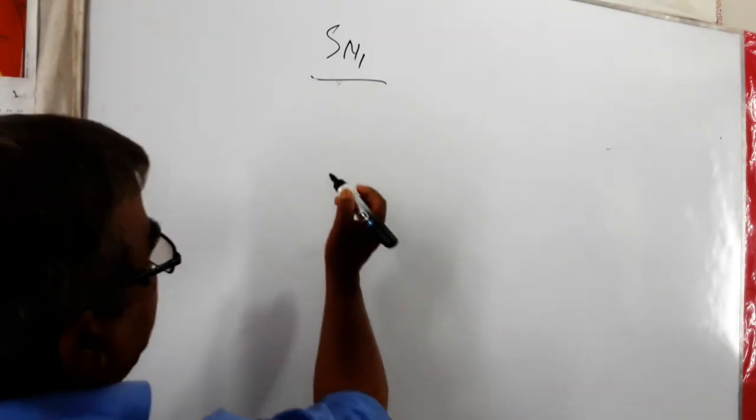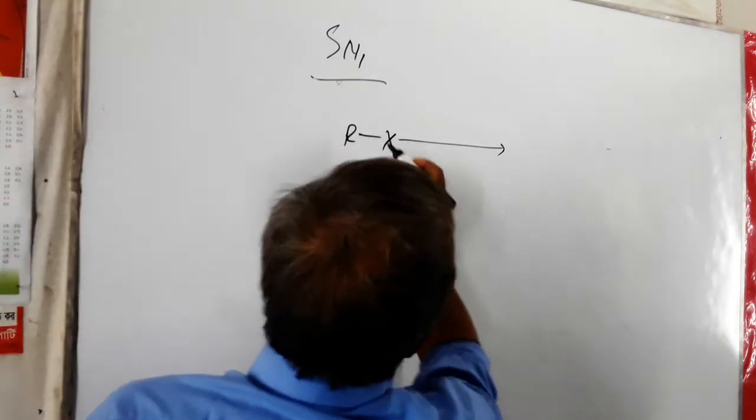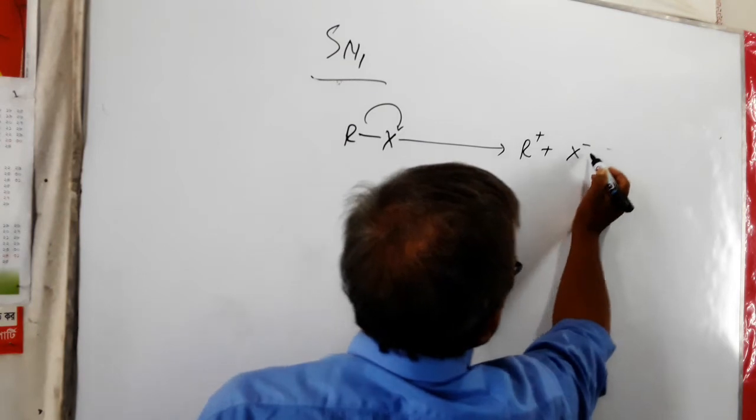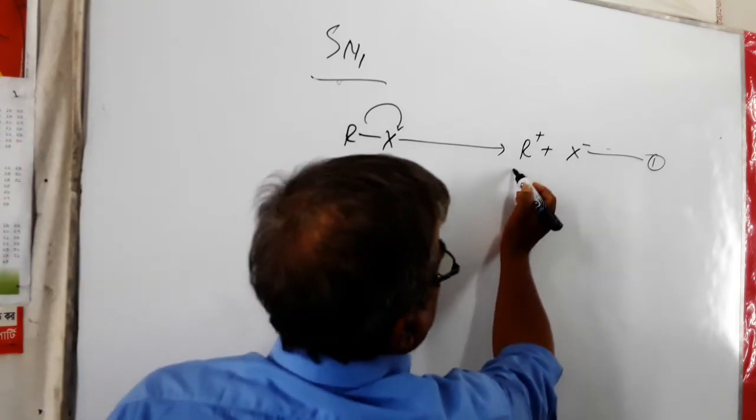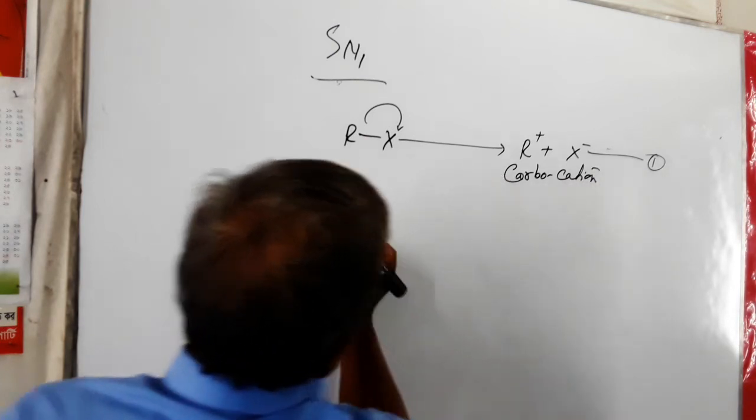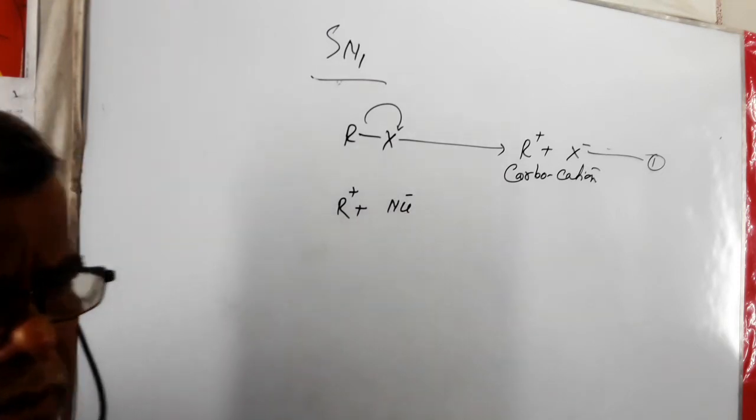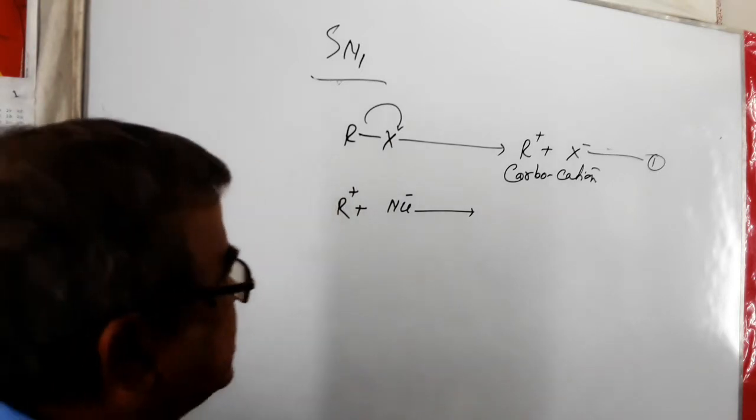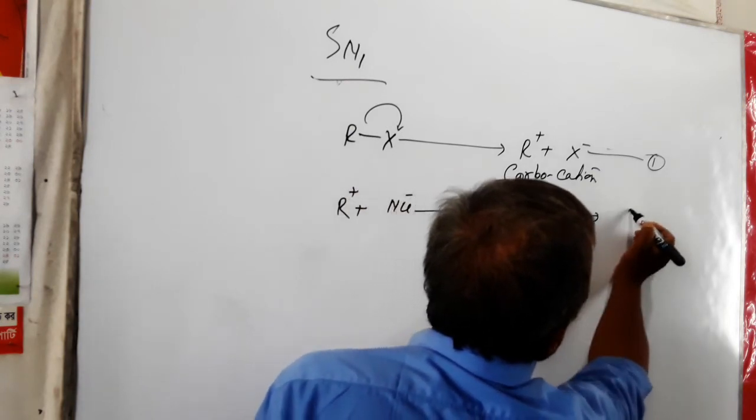Let us consider a compound RX. Here RX is first converted into a carbocation and a halide ion. This is step 1. This carbocation is attacked by the oppositely charged nucleophilic reagent and is neutralized, forming the R-Nu compound. That is the SN1 reaction.